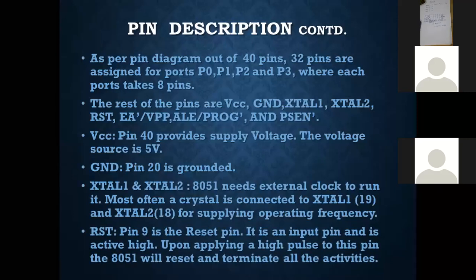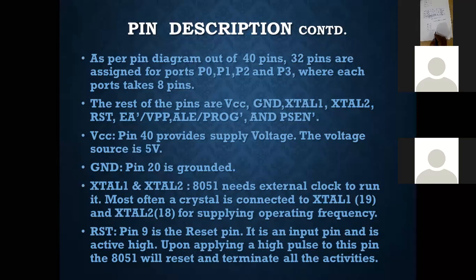Just look into this, as per the pin diagram, out of 40 pins, whatever we have discussed, 32 pins. Why 32 pins, sir? Because port 0 has 8 pins, port 1 has 8 pins, port 2, 8 pins, port 3, 8 pins. So how many in total? That is 32 pins. Clear? Apart from these 32 pins, there are 8 pins remaining.